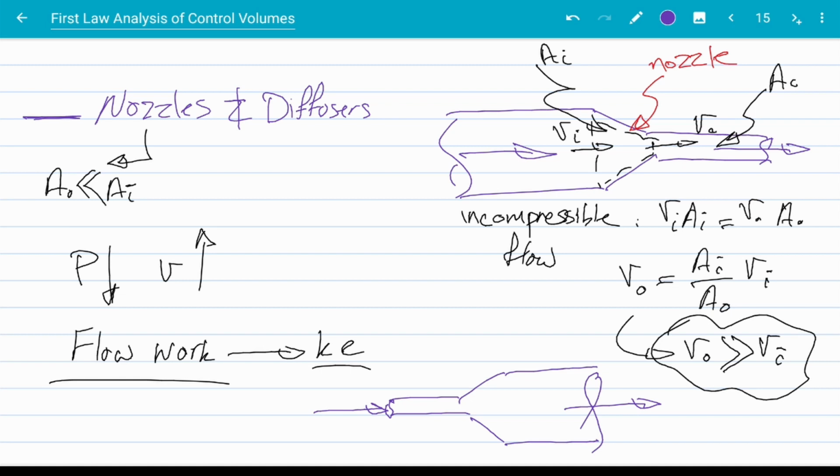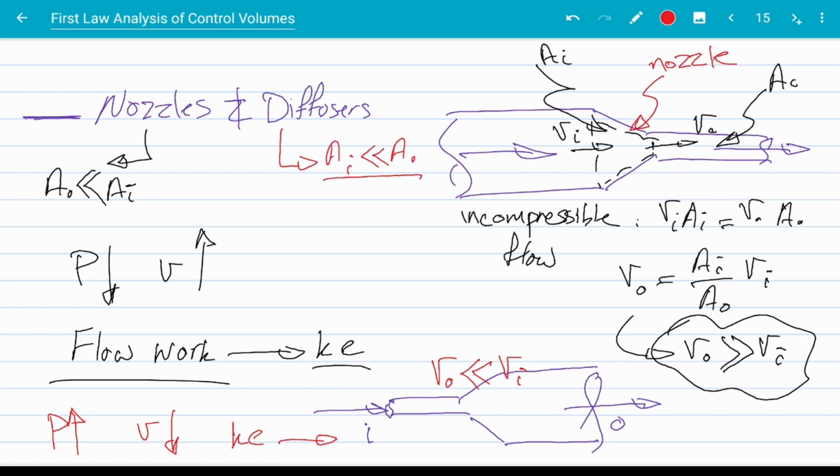So for a diffuser, if this is the entrance and this is the exit, the cross-section area of the entrance is greatly smaller than the cross-section of the exit, and so the velocity at the exit is way smaller than the velocity at the entrance. So again, a diffuser is a device that increases the pressure at the cost of velocity. So it actually turns kinetic energy into flow work.